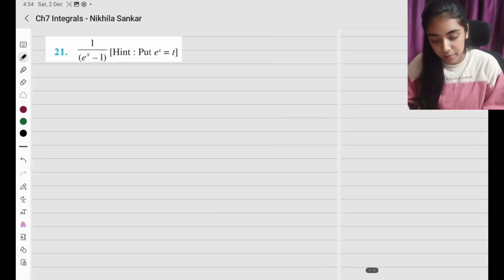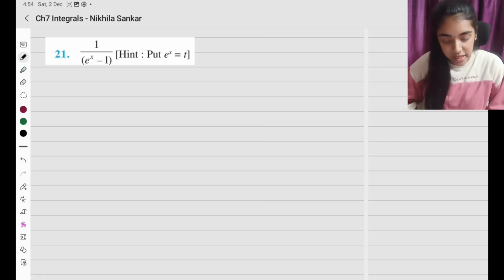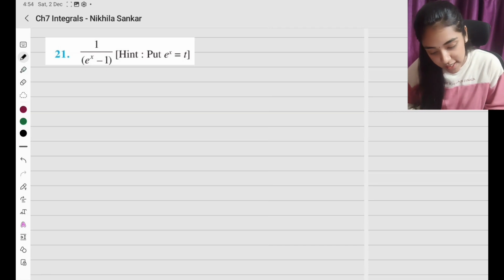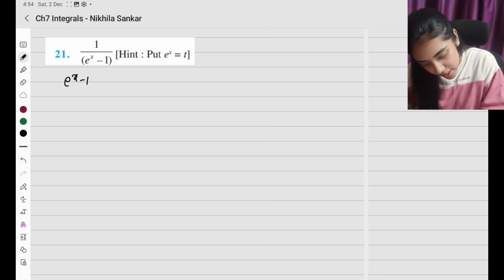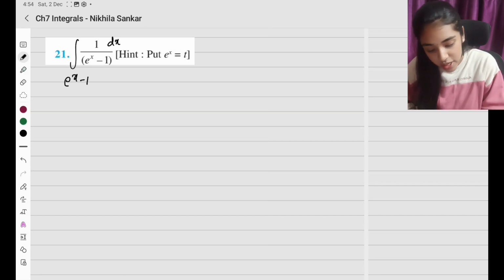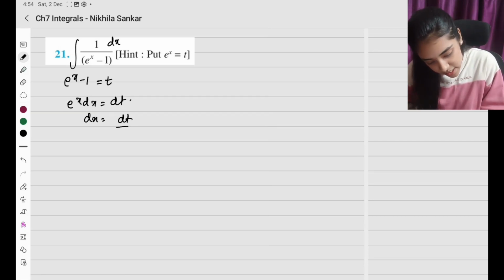Question number 21. They have given a hint. We'll try that. So we have e to the x minus 1. So what am I going to do? I'll substitute for e to the x minus 1 itself. So e to the x minus 1, dx. Okay, I'm going to change the variable of integration itself. So e to the x minus 1 equals t. I have e to the x dx equals dt. So dx equals dt divided by e to the x.